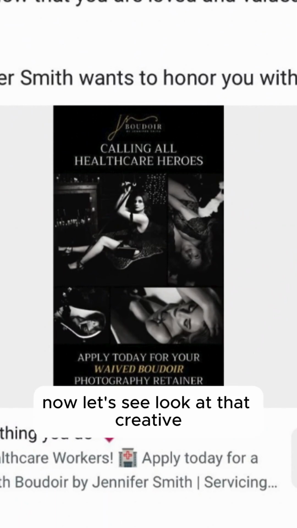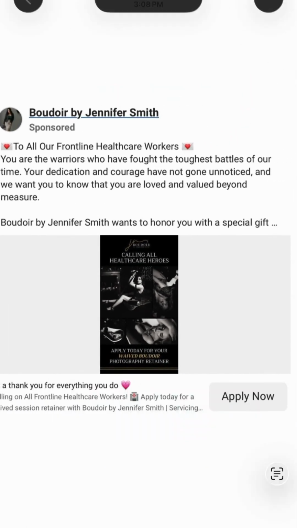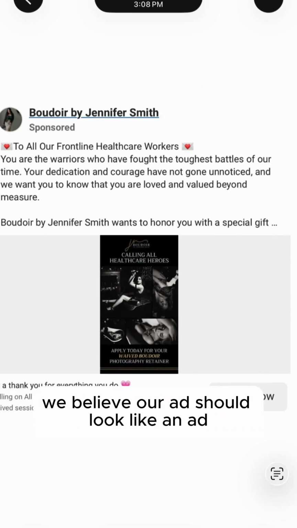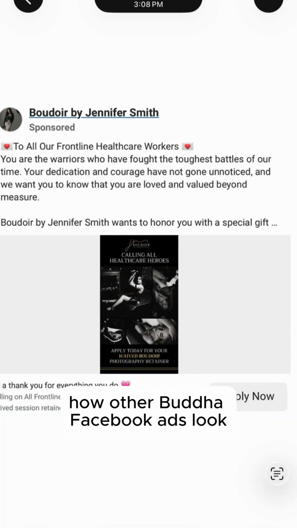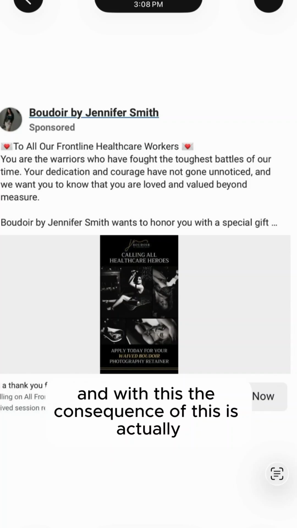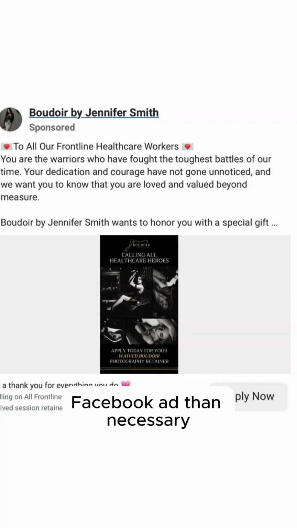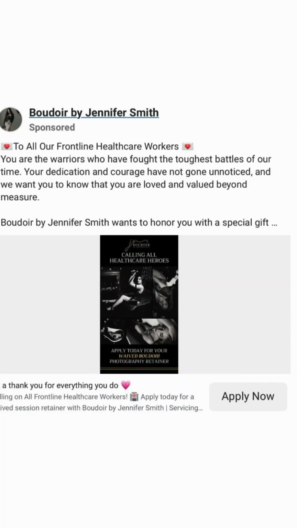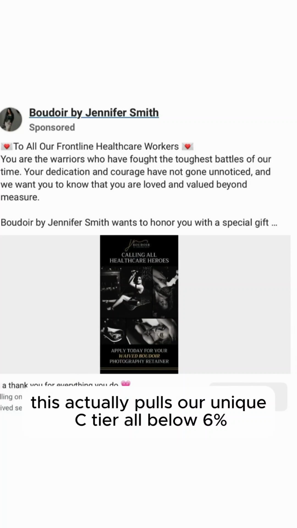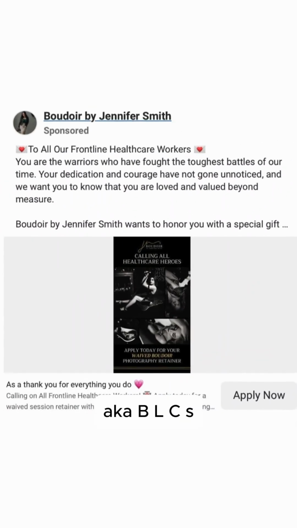Now let's look at that creative. All right, so we got the looks like an ad mistake here in our creative. The false belief that caused us to make this mistake is we believe our ad should look like an ad, because that's how other ads on Facebook look, how other Boudoir Facebook ads look. And the consequence of this is way more women will be scrolling by our Boudoir Facebook ad than necessary. So we're wasting that money for that impression, and this actually pulls our unique CTRL below 6%, leading to Boudoir low click syndrome, aka BLCS.